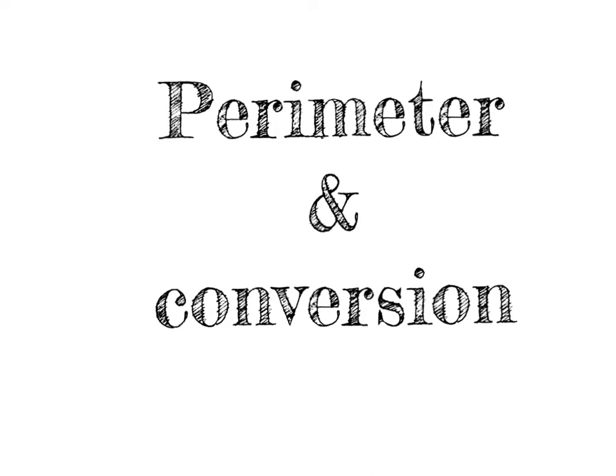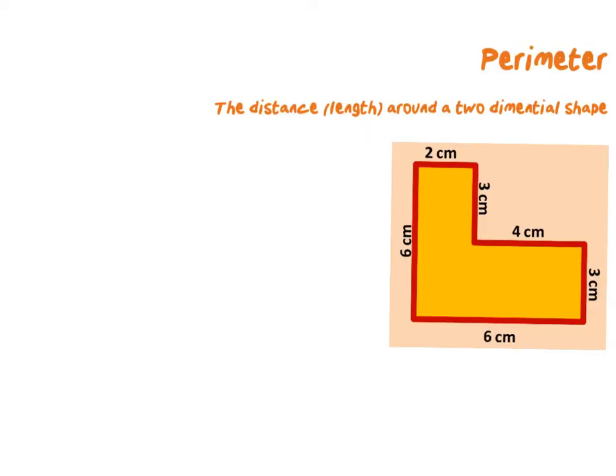In this video, we are going to look at perimeter and some basic conversions. Perimeter is the distance or length around a shape. So in this specific shape that we have over here, it's the red line on the outside. So if we want to know what the perimeter of the shape is, we want to know what is the distance around the shape. So we can calculate it as follows.